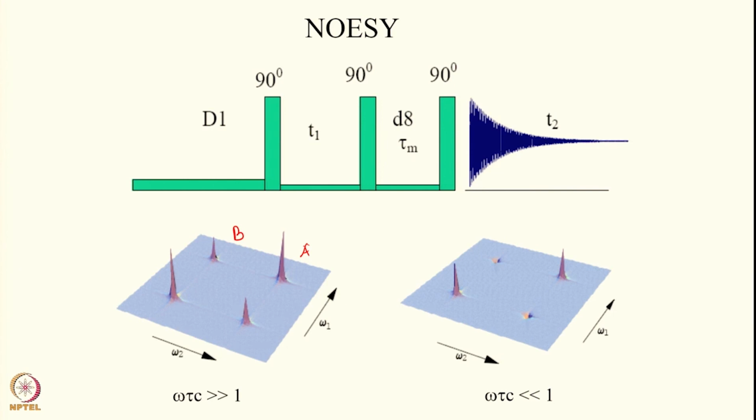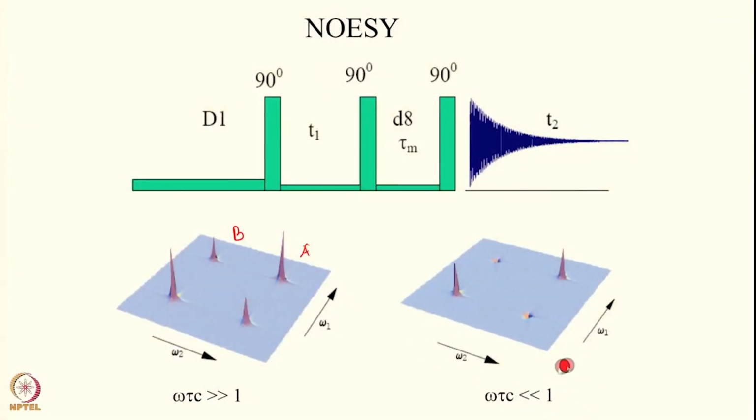Now depending upon whether the motion inside the solution is fast or slow, this kind of NOE will have positive and negative signs. This we have seen before. The NOE can be positive or negative. When omega tau c is much smaller than 1, I will have a positive NOE, and when it is much larger than 1, that will be a negative NOE. And what is omega? Omega is the spectrometer frequency and tau c is the correlation time.